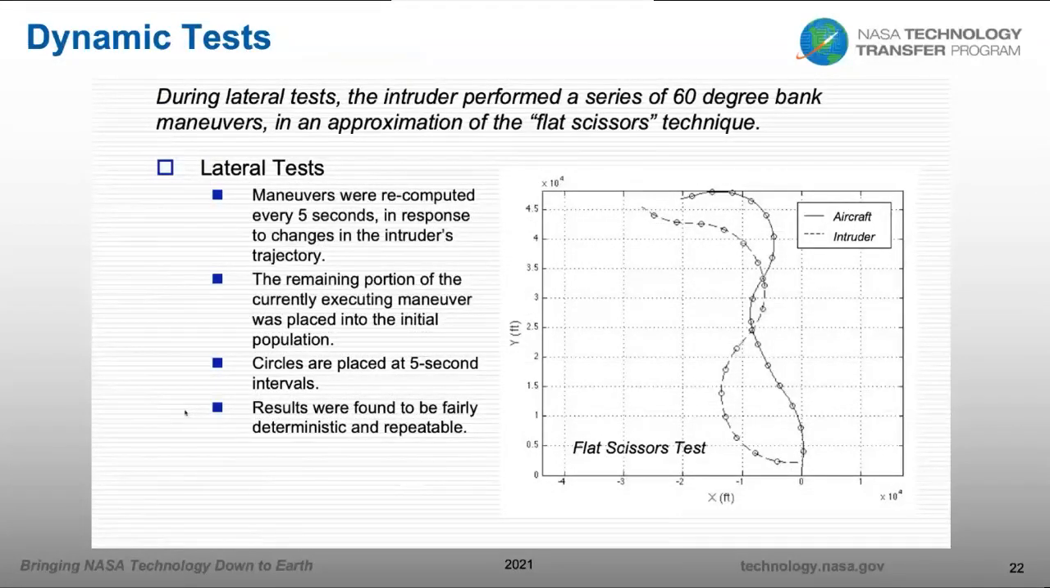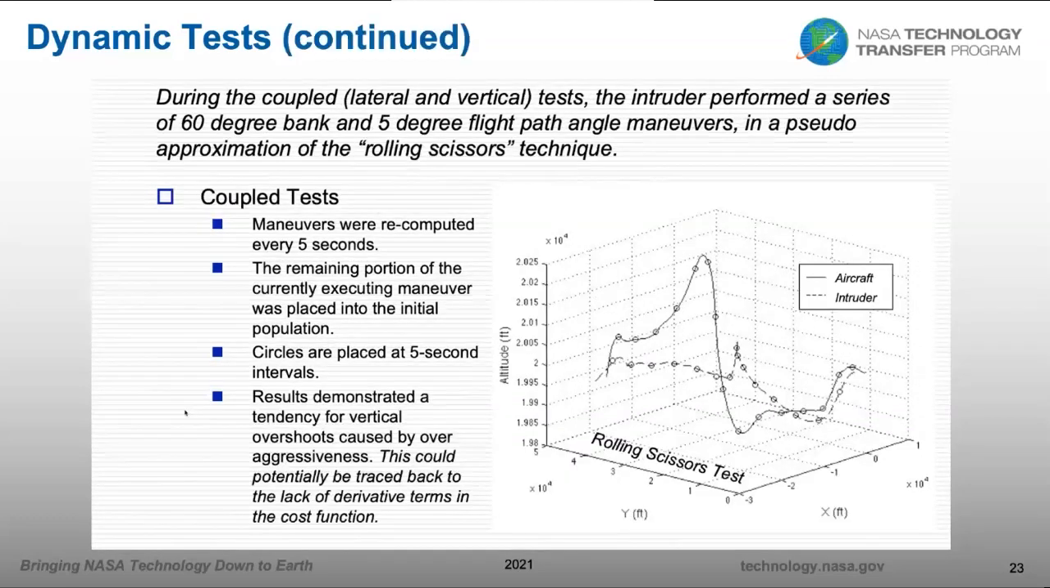And we also looked at lateral tests where we had the intruder perform a flat scissor, a series of banks. In these dynamic tests, we recomputed a new solution every 5 seconds. Keep in mind that some of the previous solutions were stored in memory or stored back into the database, so convergence tends to be faster. And then we also looked at some dynamic tests that were coupled, where the intruder performed a rolling scissor. So that's what I have. I can answer questions if there are any.